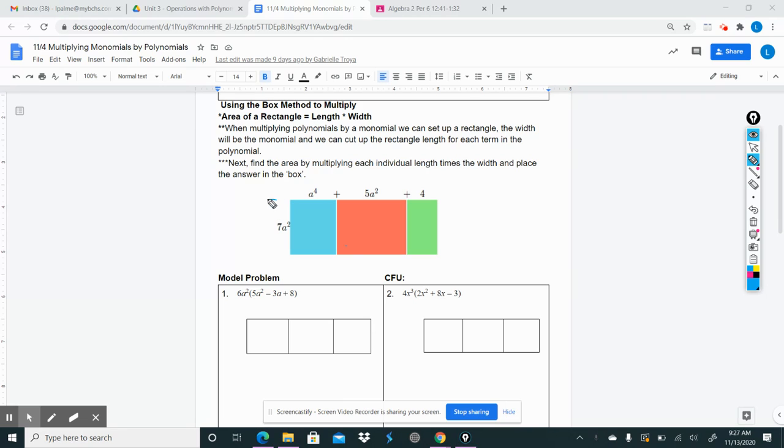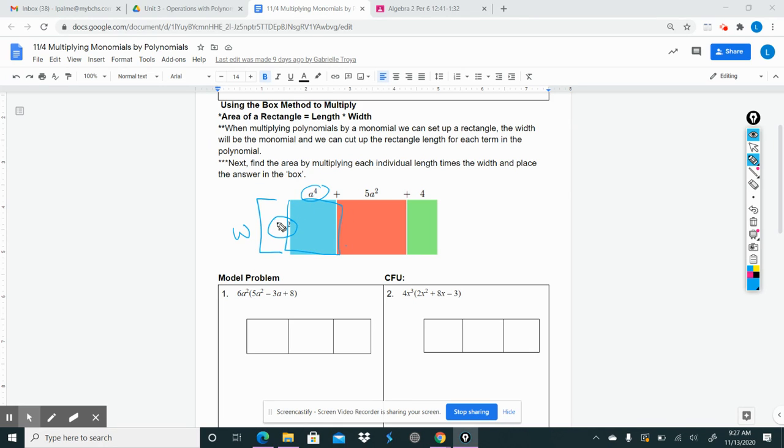The width of the rectangle would be the monomial right here, which is the 7a squared. And we can cut up the rectangle for each term in the polynomial. In this case, our polynomial was a trinomial, 3 terms, and we cut the rectangle up in 3s. Next, we're going to find the area by multiplying each individual length times the width and place the answer in the appropriate box.